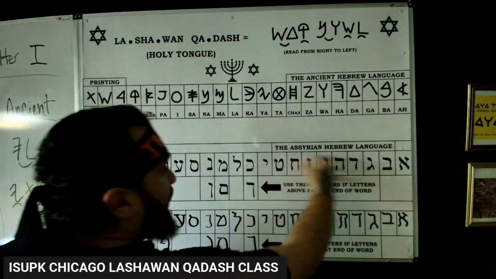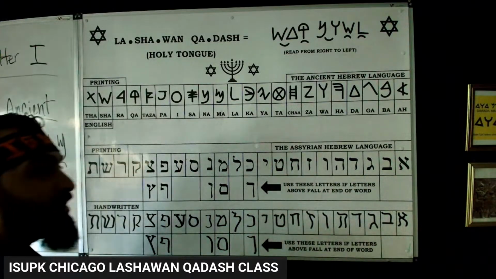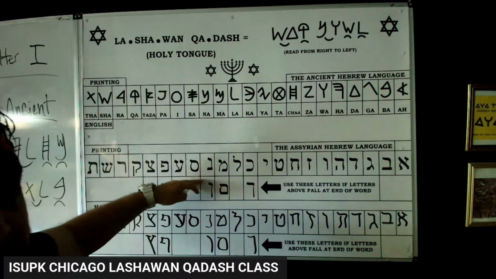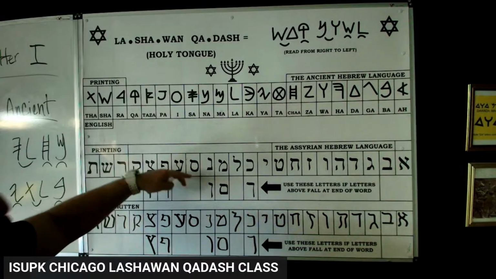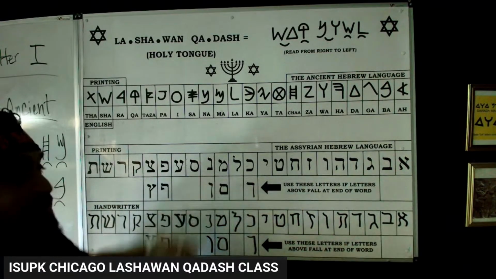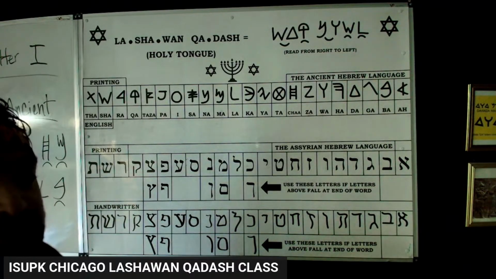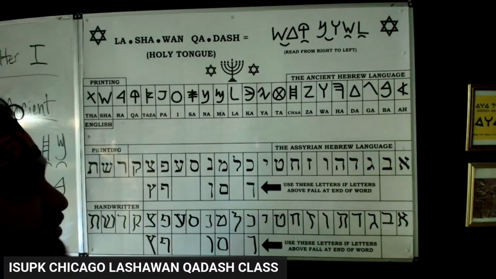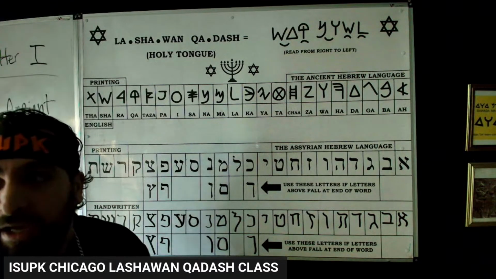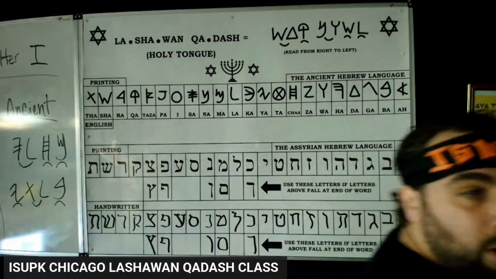The Assyrian Hebrew right below it is what we read in the Tanakh every Saturday. With this being said, every Saturday, especially tomorrow, is our Sabbath service. Tune into the ISPK Chicago Sabbath service starting at 8 a.m. tomorrow with Officer Mayad, Officer Marai, and Officer Warrior.